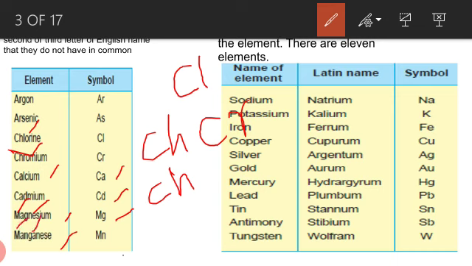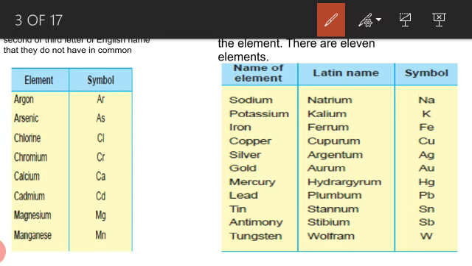Mn means manganese, Mg means magnesium, Cd means cadmium, Ca means calcium, Cr means chromium, Cl means chlorine, As arsenic, argon. Is it clear, students?